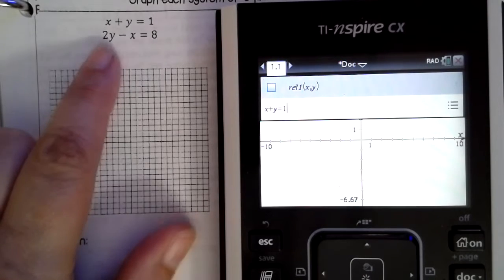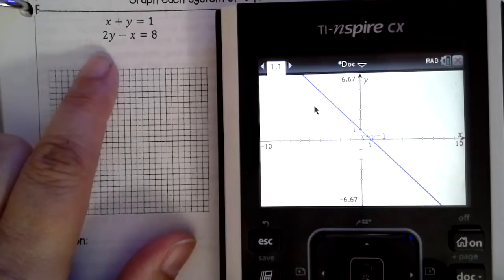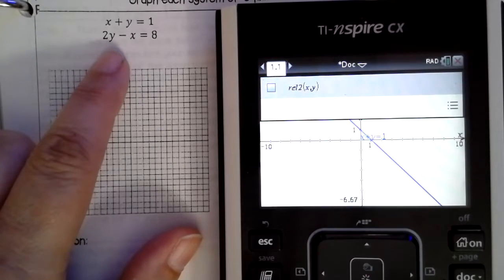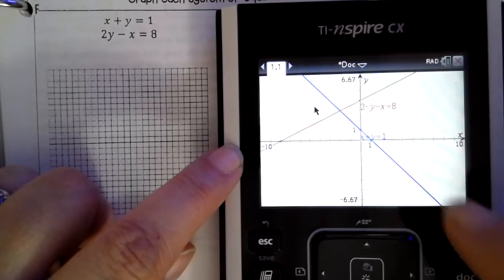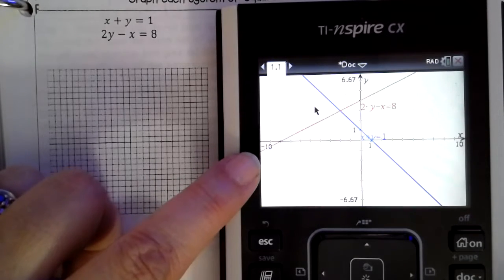paper, x plus y equals 1. And then tab again will allow you to do your second one, 2y minus x equals 8. And you see that the x plus y equals 1 is the blue and the other one is the red.